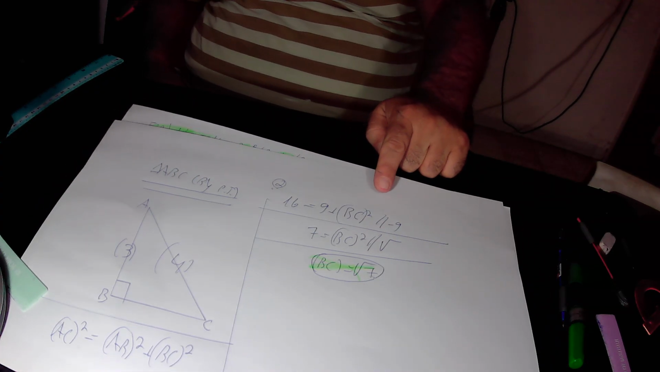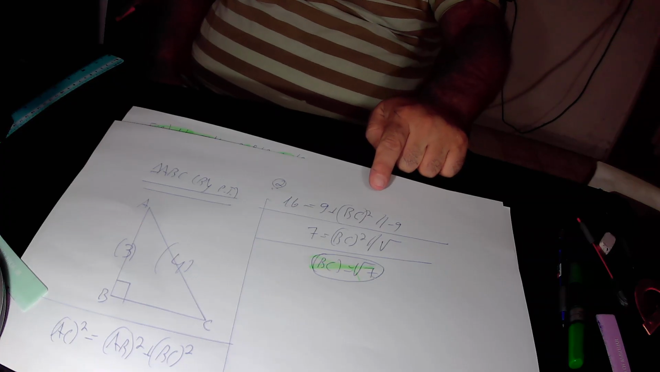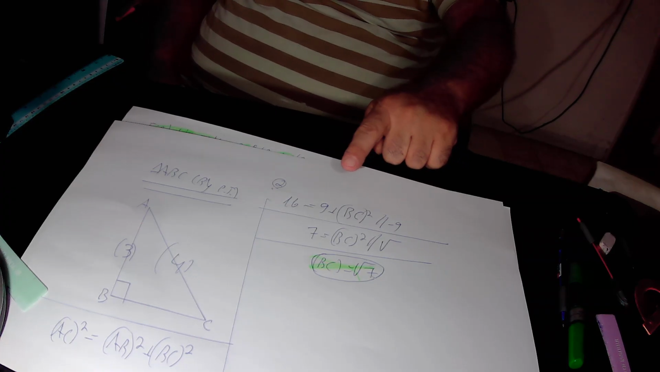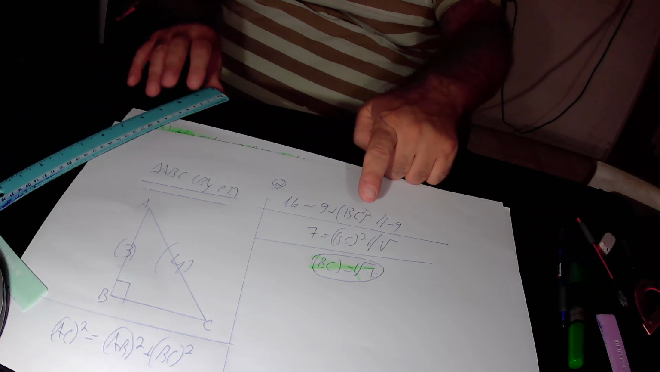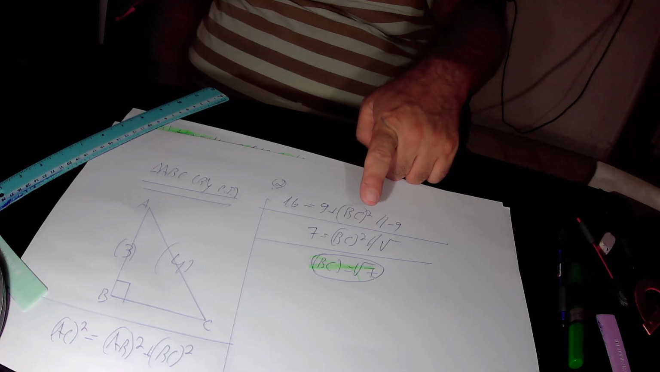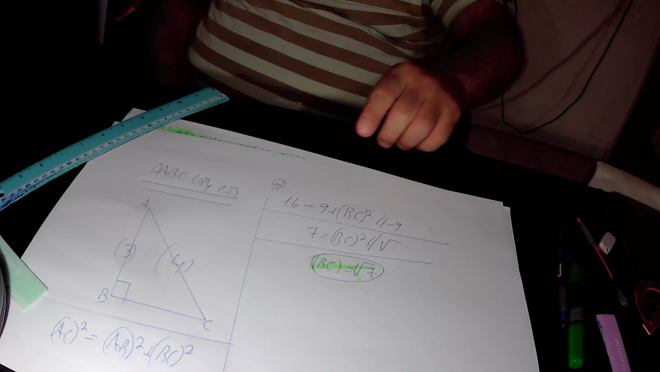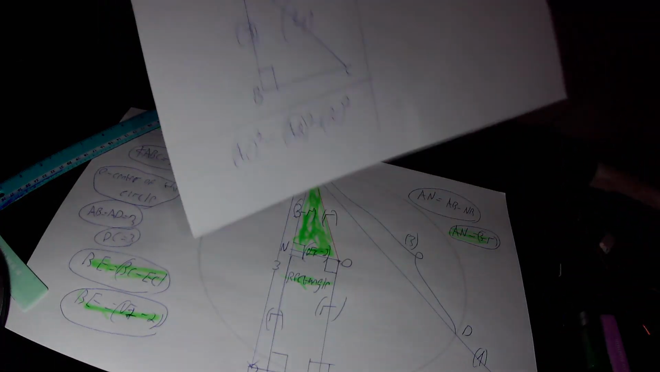Here we subtract 9 from this equation, and we find that 16 minus 9 is 7, so 7 equals BC squared. Here we take the root of this equation, and we find that the missing side BC is equal to the square root of 7 units in length. So this is the missing side.